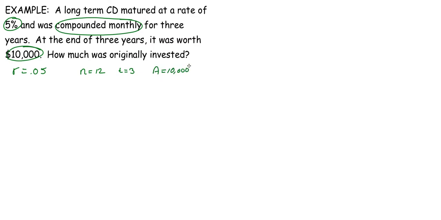So if we plug all of this into our equation, remember the equation for compound interest is A equals P times (1 plus r over n) raised to the nt power. So that's going to be 10,000 is equal to P times (1 plus 0.04, nope, sorry, 0.05 over 12) raised to the 12 times 3 power. Okay, and I have to solve for P.